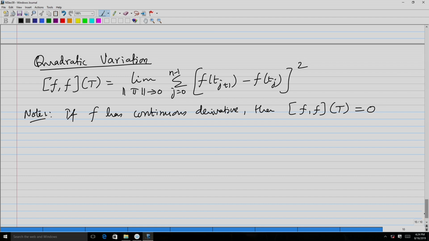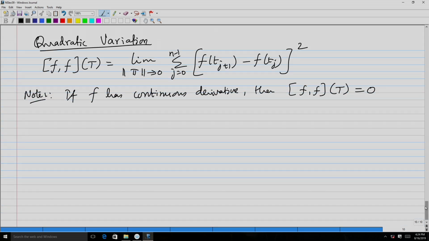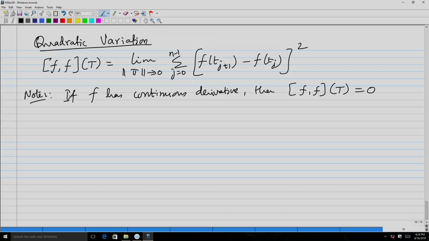And this is for the functions that we encounter in ordinary calculus. Most of the time the function has a continuous derivative and the second order variation, or quadratic variation, is 0, and hence we really don't bother too much about this quantity in simple ordinary calculus. But of course, there also you would at times want to look at that. But in stochastic calculus, this plays a major role, precisely because of a property that we are going to see next.